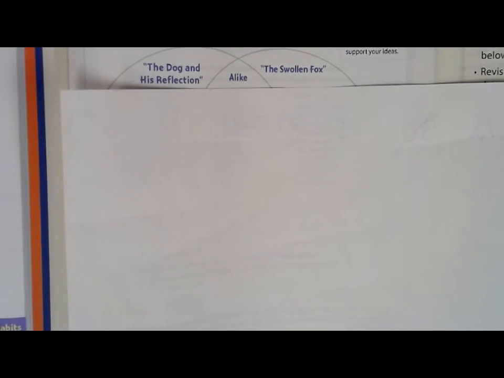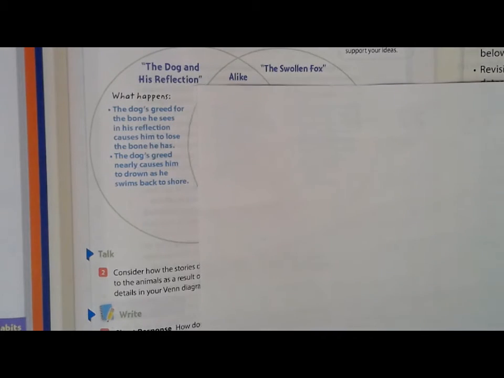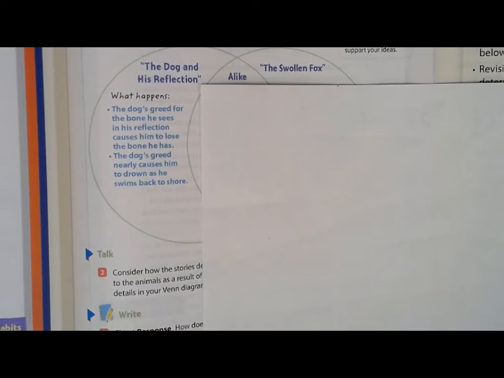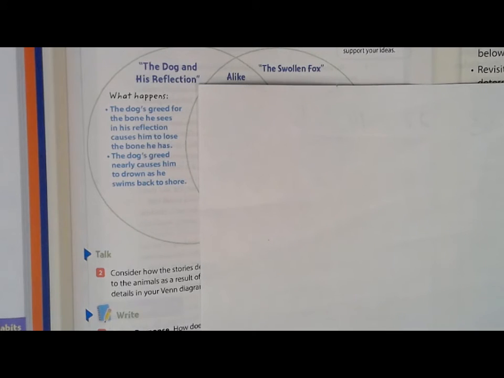So in the bubble on the left, we're going to talk about the dog and his reflection. In the dog and his reflection, the dog has a bone. He sees what he thinks is a dog with a bigger bone, and then he loses his bone trying to get to the bigger bone. The dog's greed for the bone he sees in his reflection causes him to lose the bone he has. The dog's greed nearly causes him to drown as he swims back to shore. Because when he dropped his bone, he jumped in trying to get the bigger bone, and he had to hurry back to shore.